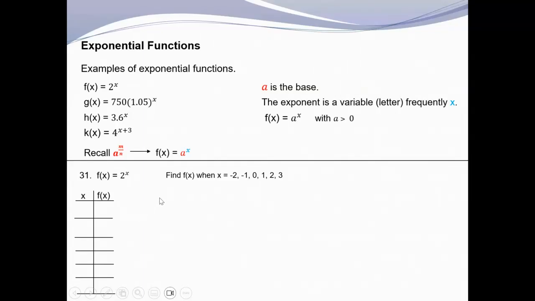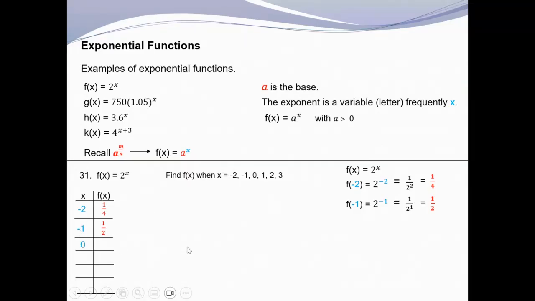Now let's start when x equals -2. I'm going to go to my function and plug in -2 where the x is. By applying the rule, 2 to the -2 is equal to 1 over 2 squared, which is equal to 1/4. So when x is -2, y is 1/4. When x is -1, we evaluate f of -1, which is 2 to the -1 power, which is 1 over 2 to the first power, giving us 1/2. So when x is -1, y is 1/2.